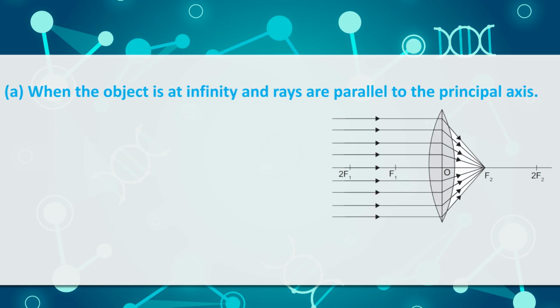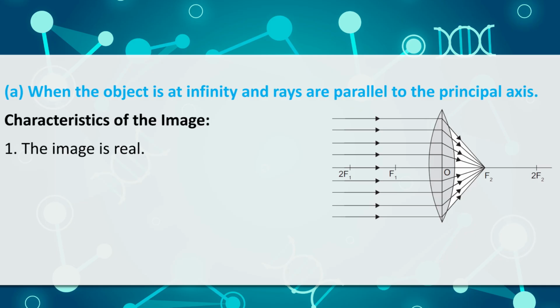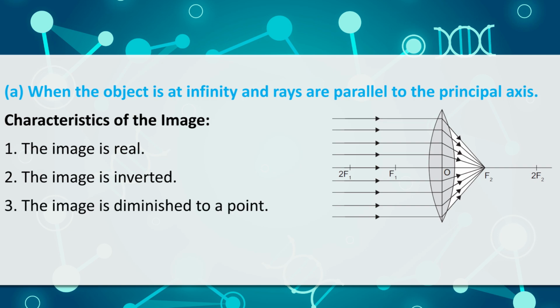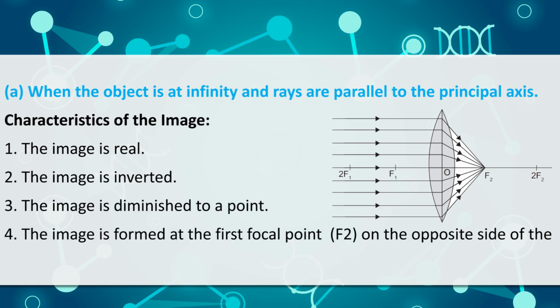When the object is at infinity and rays are parallel to the principal axis. Characteristics of the image: The image is real. The image is inverted. The image is diminished to a point. The image is formed at the second focal point, f2, on the opposite side of the lens.